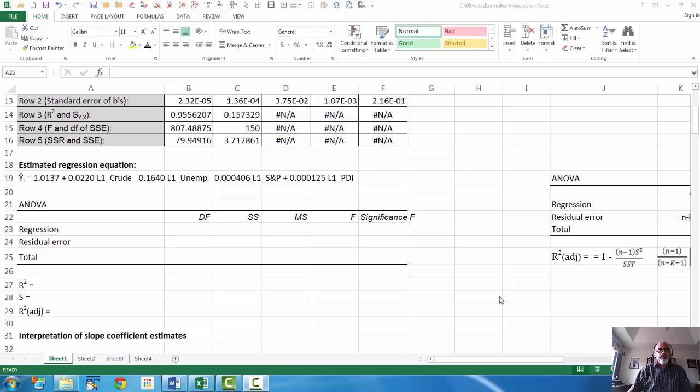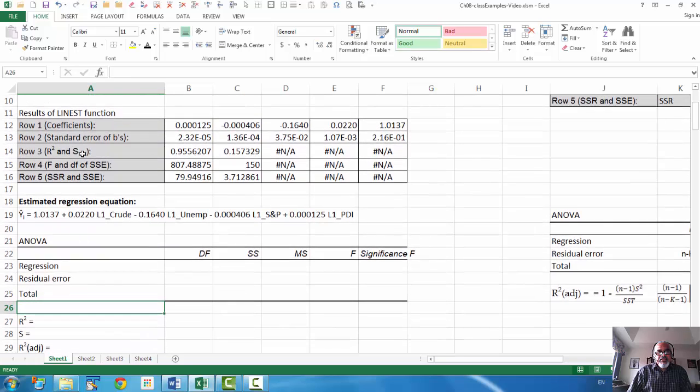Okay, in this video, let's look at how to populate the ANOVA table using the LINEST results. We have developed the LINEST results in the previous video. So now let's look at the ANOVA table here.